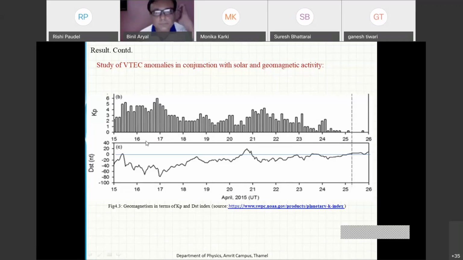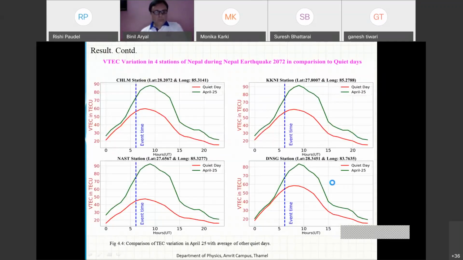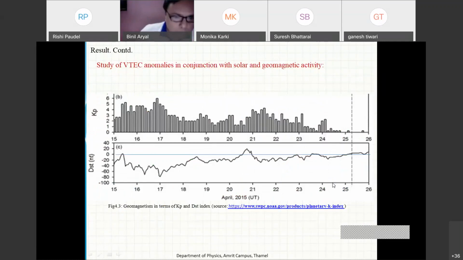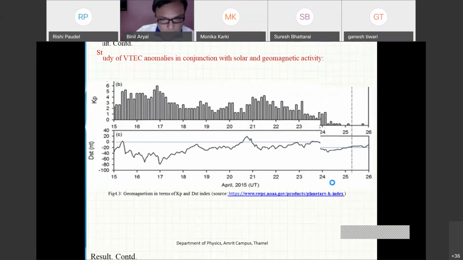Here we can observe that the 16th and 17th of April had some minor geomagnetic storm, and the 24th and 25th were quiet and clear, yet they appeared with high TEC value.